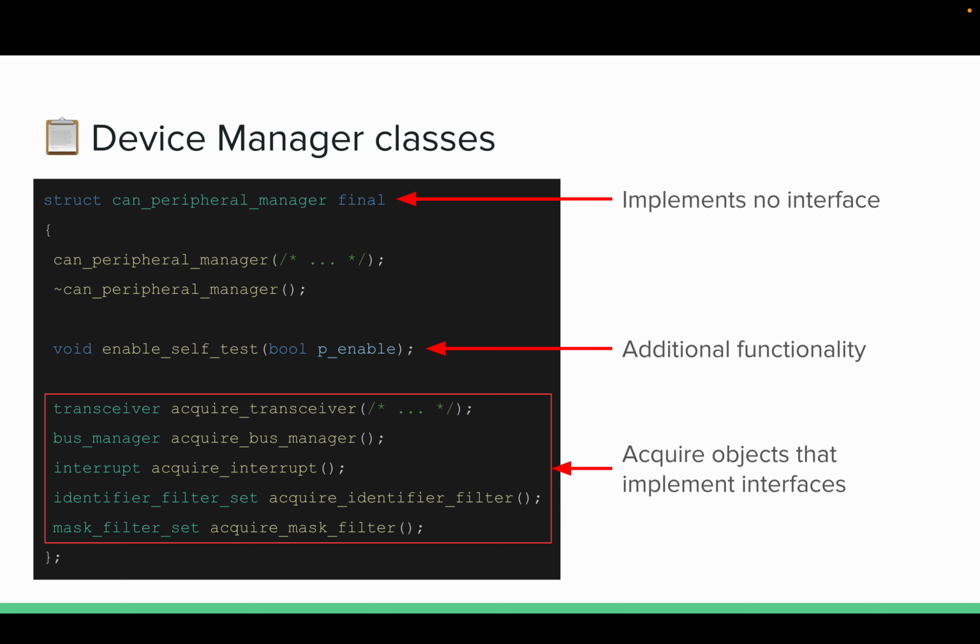I'll explain where this ends, but let's look at the CAN peripheral manager. We also looked at this last time we met. Notice that this class does not inherit or implement any interface. It does not implement CAN bus manager, it doesn't implement transceiver, none of these. All it does is simply hold the state and control over the CAN peripheral. There is one on the STM, and it just manages the entire object. What you can get from it is a transceiver, a bus manager, an acquire object, a CAN interrupt, as well as identifier filters, mask filters, and a whole bunch of other types of filters.